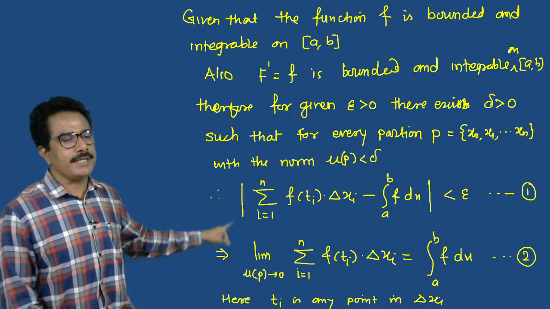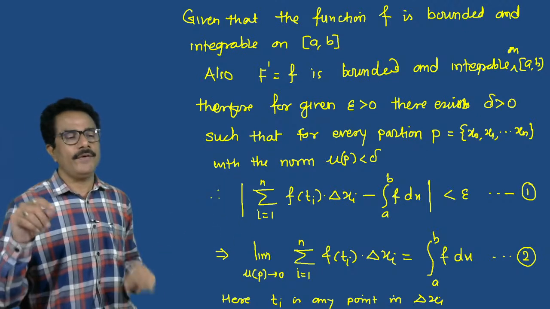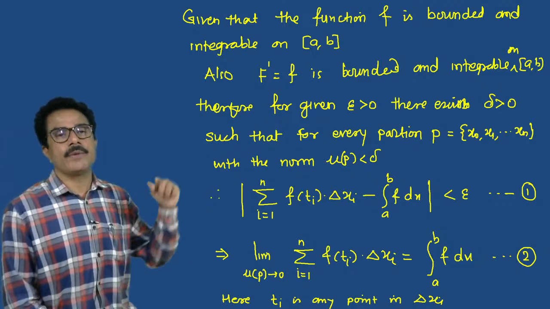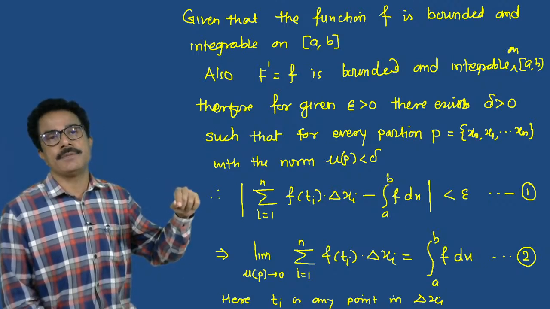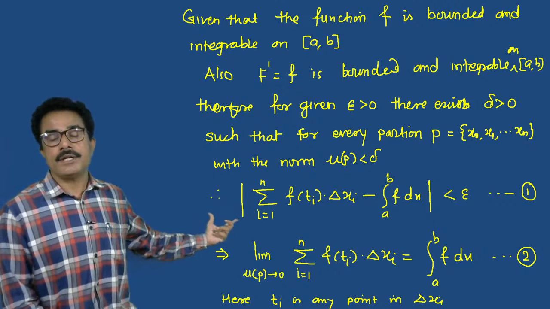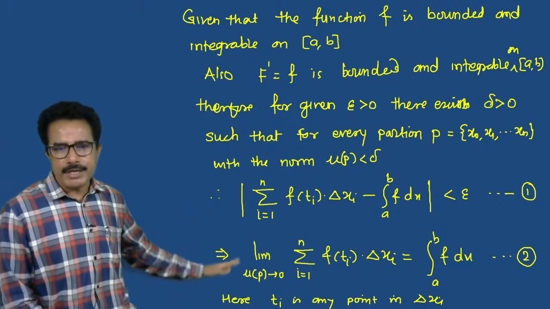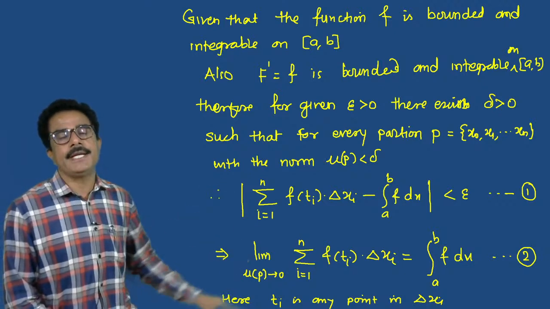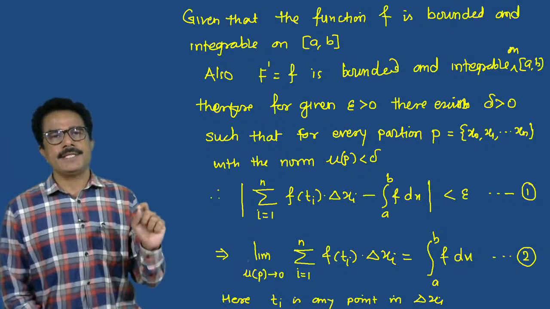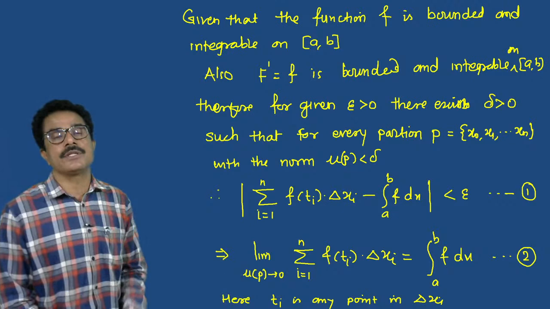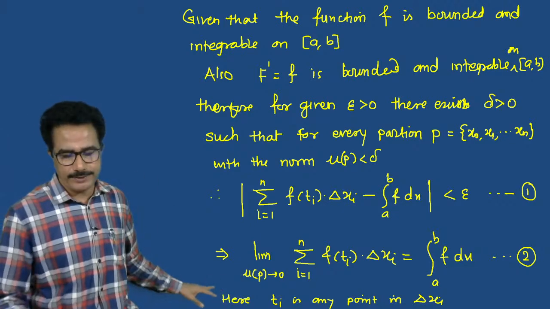Mod of summation i equals 1 to n f of ti into delta xi minus integral from a to b f dx, which is less than epsilon. This is the definition of integrability by using Riemann sum. This can also be written as limit mu of p tends to 0 summation i equals 1 to n f of ti into delta xi, which is equal to integral from a to b f dx.